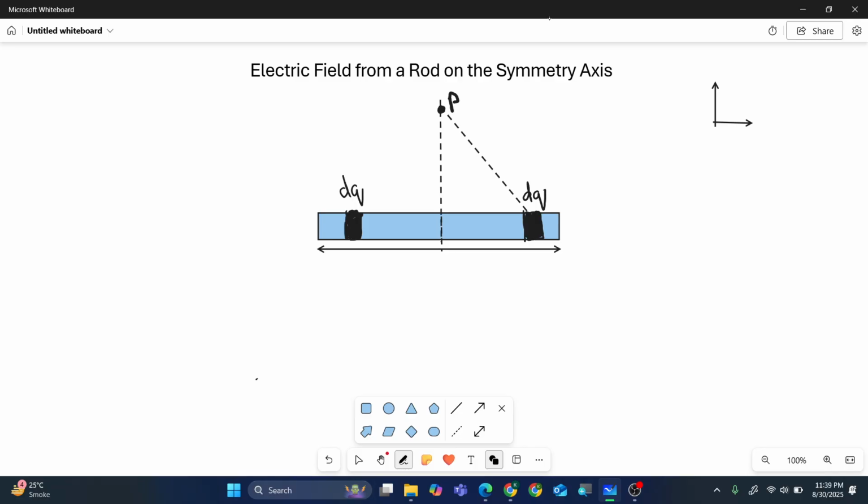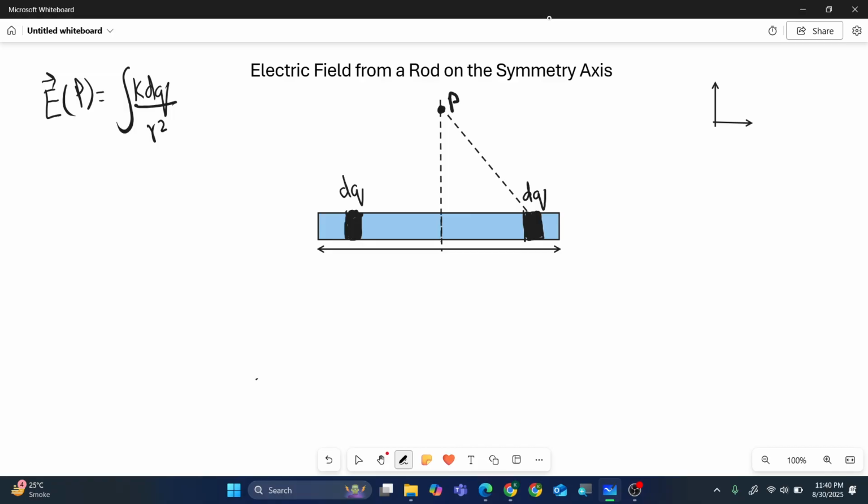So let's get started. In the previous video we found out that the electric field due to a continuous charge distribution is calculated using the formula: electric field equals the integral of k dq, where dq is our infinitesimally small charge, divided by r squared, which is the distance between the source charge and the point, in the direction of the r unit vector. Okay, so in this video I'm going to compute the electric field of this electrically charged rod.